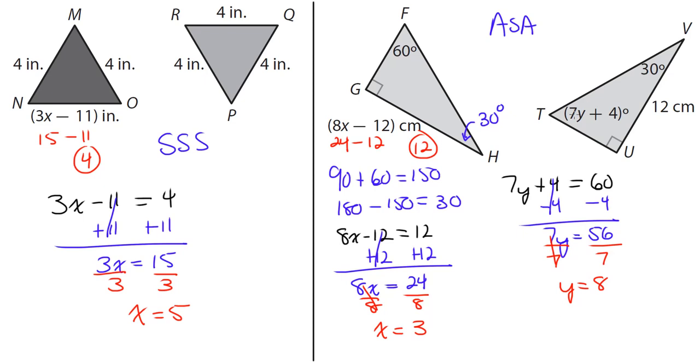And we could just plug it in up here to see if this works. So 7 times 8 is 56, and 56 plus 4 is 60. So T does measure 60 degrees.